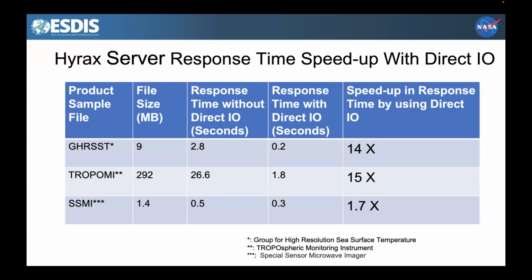Like this global high resolution sea surface temperature, TROPOMI, SSMI. One thing you want to see is their file size: they range from maybe about 1 megabyte to about 300 megabytes. But in this chart, you see the speedup in response time from using direct IO just stands out. It can be more than 10 times faster to obtain the whole file, if we measure the response time. Even for smaller file sizes, the speedup is almost 70%.